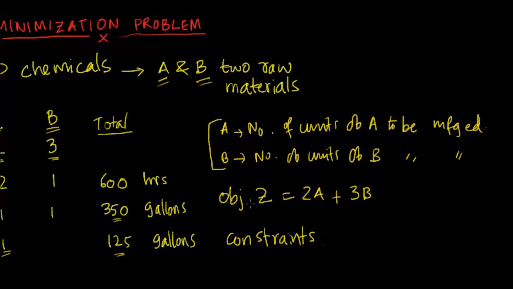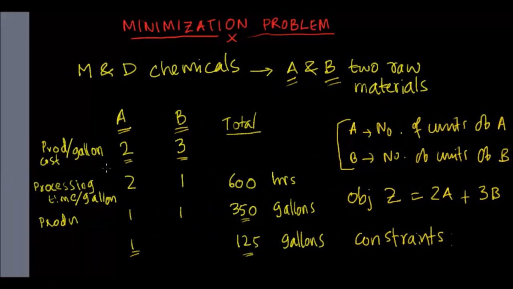Coming to the second component, which is mentioning the objective function. Here I have mentioned my objective function as z = 2A + 3B, because every unit of A costs us $2 as production cost per gallon, and B costs $3 production cost per gallon. So if I manufacture A units of raw material A, it will be 2A, and if I manufacture B units of raw material B, it will be 3B. So this will be my total cost. So I will have to minimize this total cost.